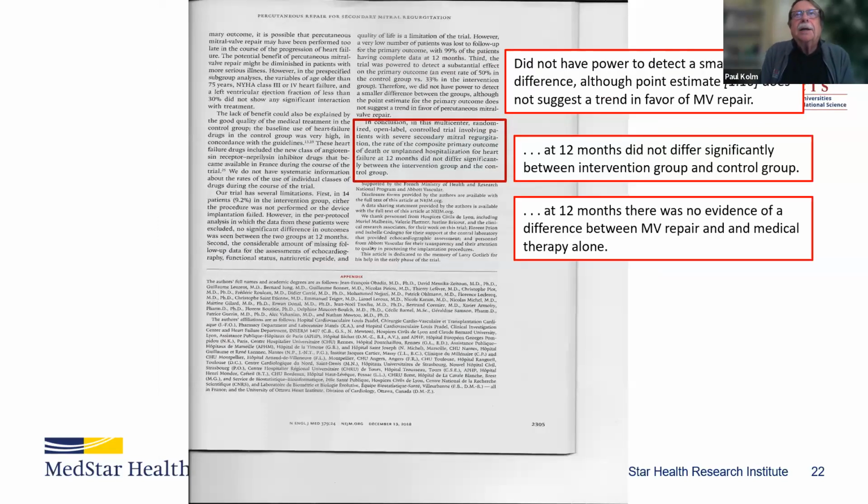So in their conclusions, what we find is that they didn't have power because they found no difference, and the odds ratio of 1.16 didn't suggest a trend in favor of mitral valve repair anyway. And so they conclude that at 12 months there was no difference between the intervention and control group.